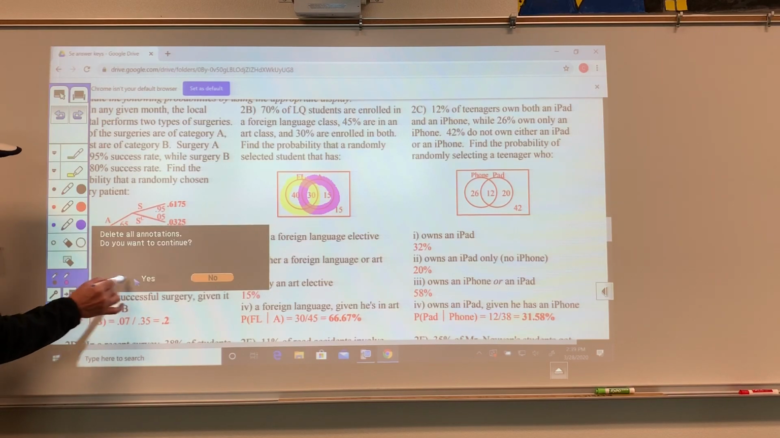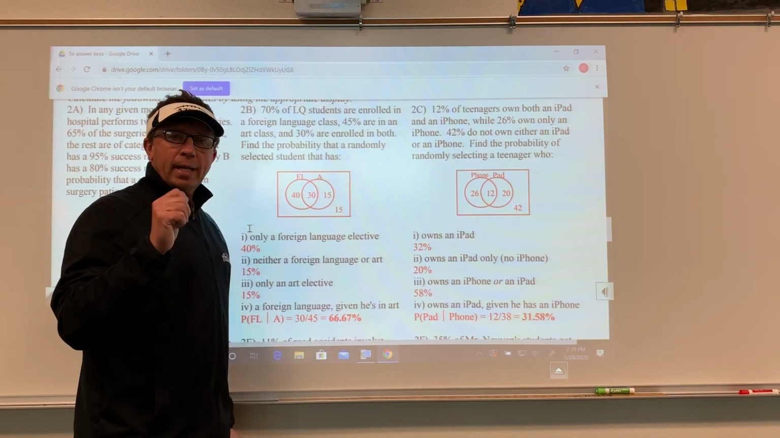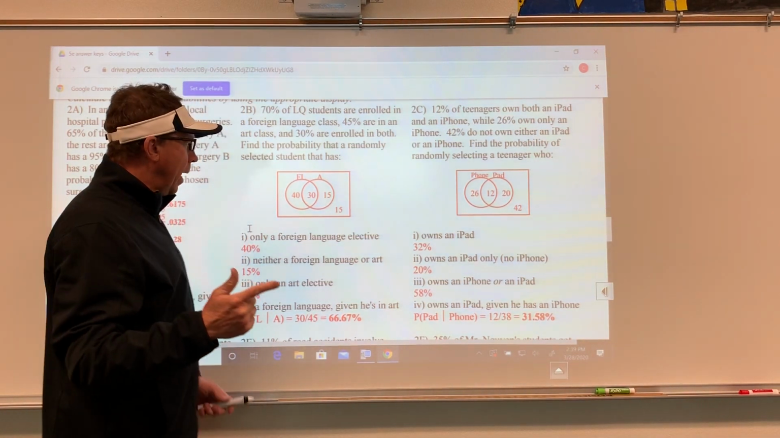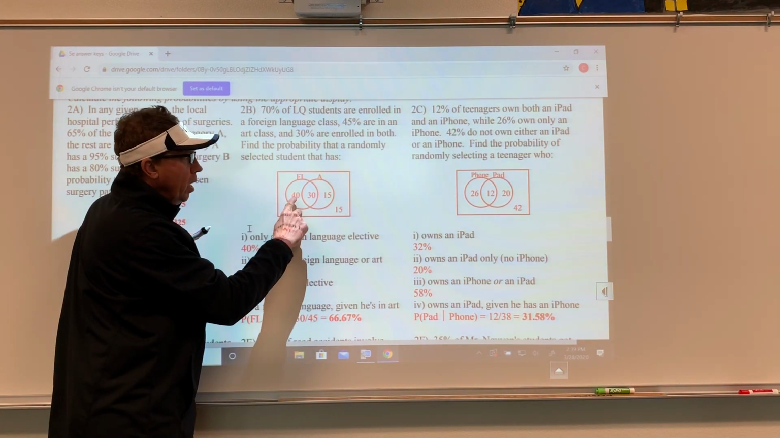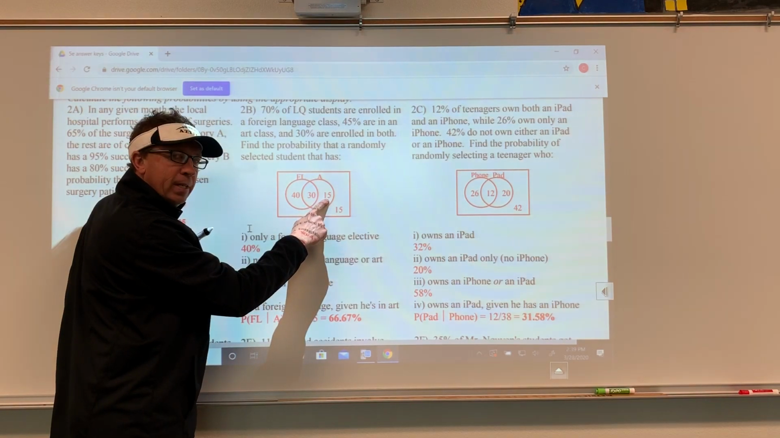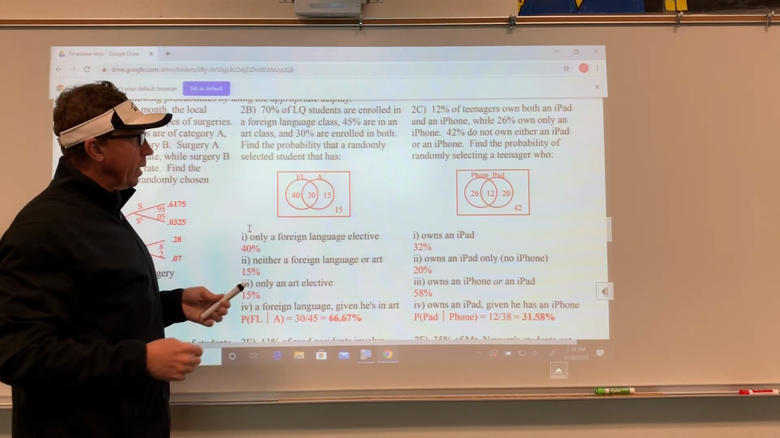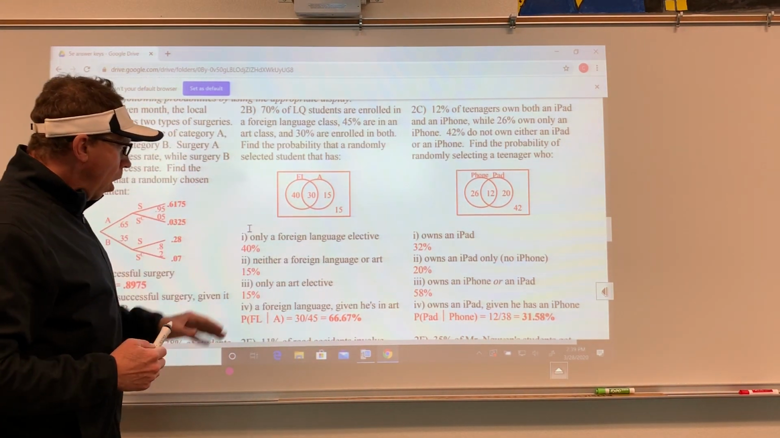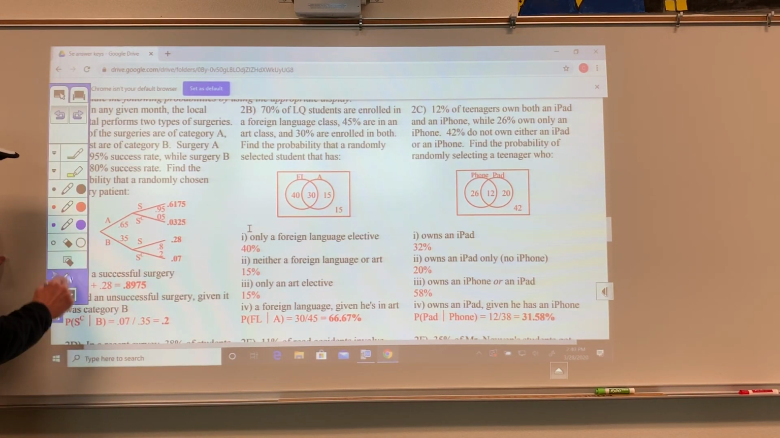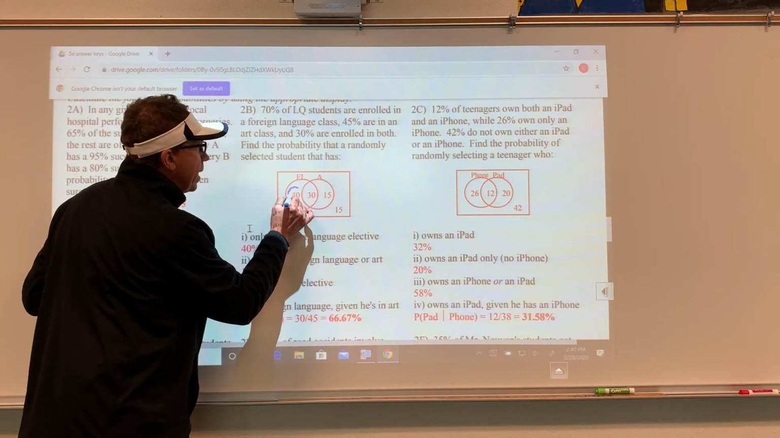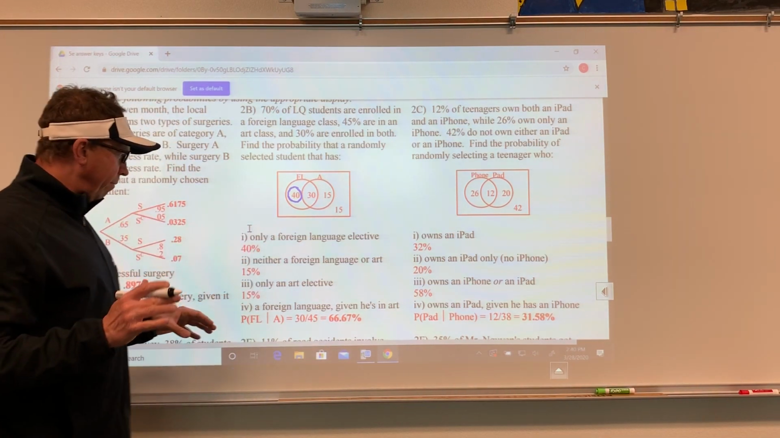And then as you can imagine, the last number out here represents kids that didn't take a foreign language nor an art class. And that is 1 minus the summation of these numbers. 40 and 30 makes 70, plus 15 is 85. 1 minus 0.85 is 15%. I put them in whole numbers. They could easily be decimals. Okay, only a foreign language elective. So only a foreign language elective is just this one right here, just that 40%. Once you draw the picture, it almost answers itself.